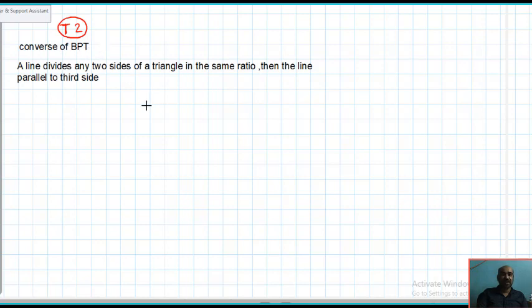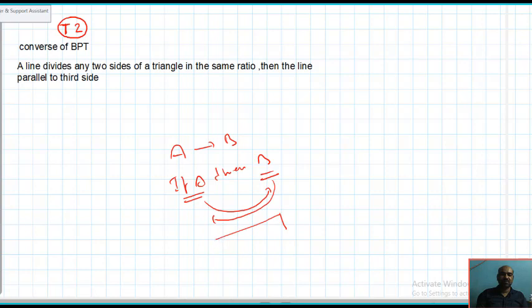Now, converse of basic proportionality. Already you know the meaning of converse. A implies B; B implies A is called its converse. If A, then B is a conditional statement. The if part is called the hypothesis, and the then part is the conclusion. If the if part and then part are interchanged, the new statement is called its converse. I can write it like this: if B, then A. This is called the converse of this.